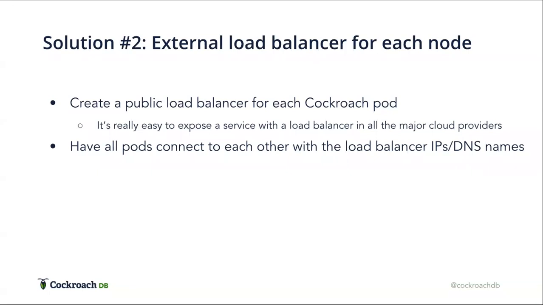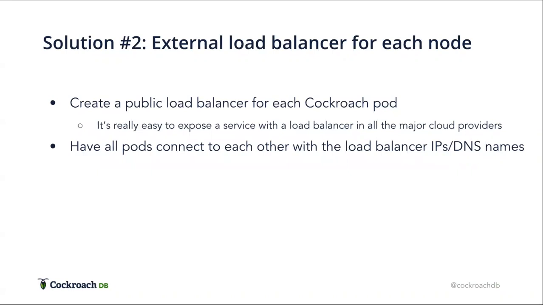And this is something that's really easy to do in all the major cloud providers because they all have plugins for Kubernetes that make it really easy to expose a service from within a cluster. And so we get a separate load balanced IP address for each of the Cockroach nodes. So say we have 3 Cockroach nodes in our cluster, we'll get a separate IP address for CockroachDB 0, CockroachDB 1, and CockroachDB 2. And then we have to take those addresses from the load balancers and have all the pods connect to each other using those addresses. And we create certificates for all the nodes using those addresses.